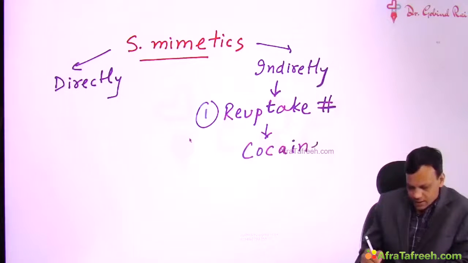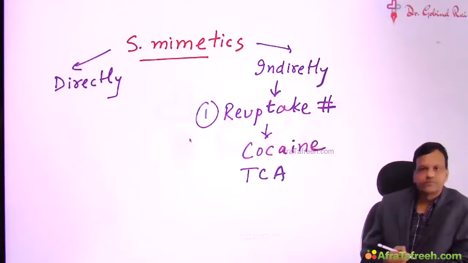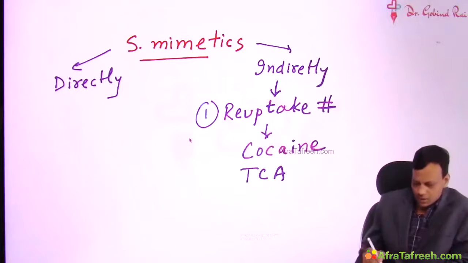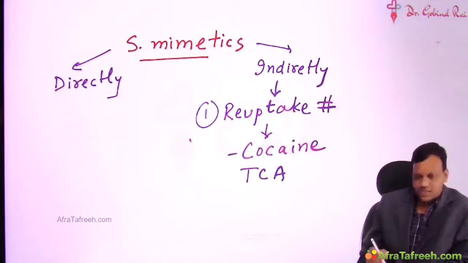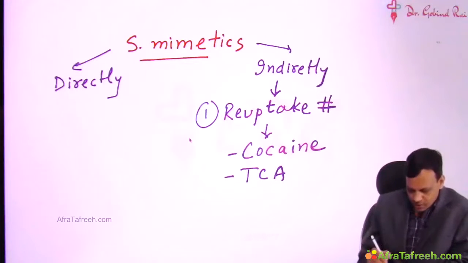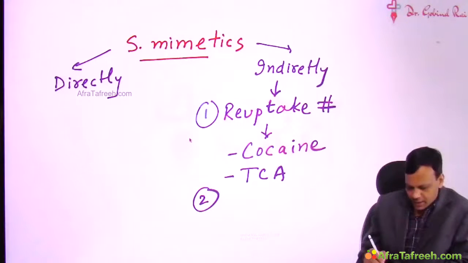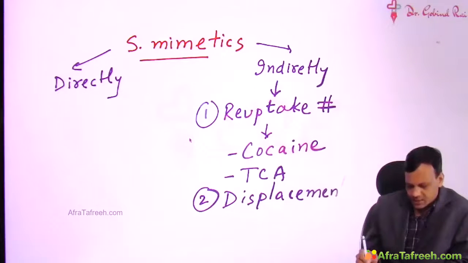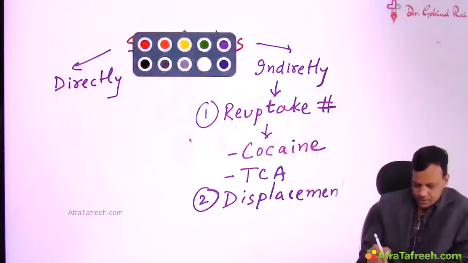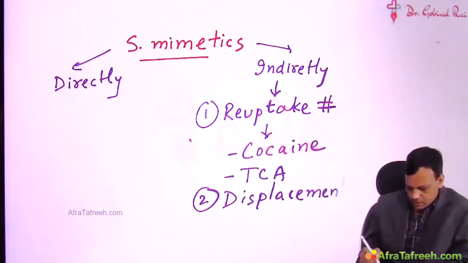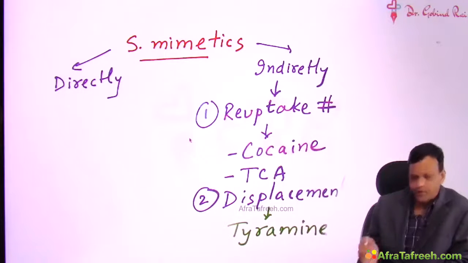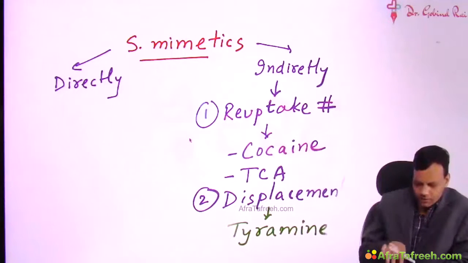And the main drug which acts by inhibiting the reuptake of noradrenaline is cocaine. Another drug is tricyclic antidepressants. These drugs we will cover later on. Cocaine we will cover in anesthesia, and tricyclic antidepressants we will cover in CNS. Now the second group of drugs which act by indirect action is drugs acting by displacement. The example is tyramine. First of all, how does tyramine work?